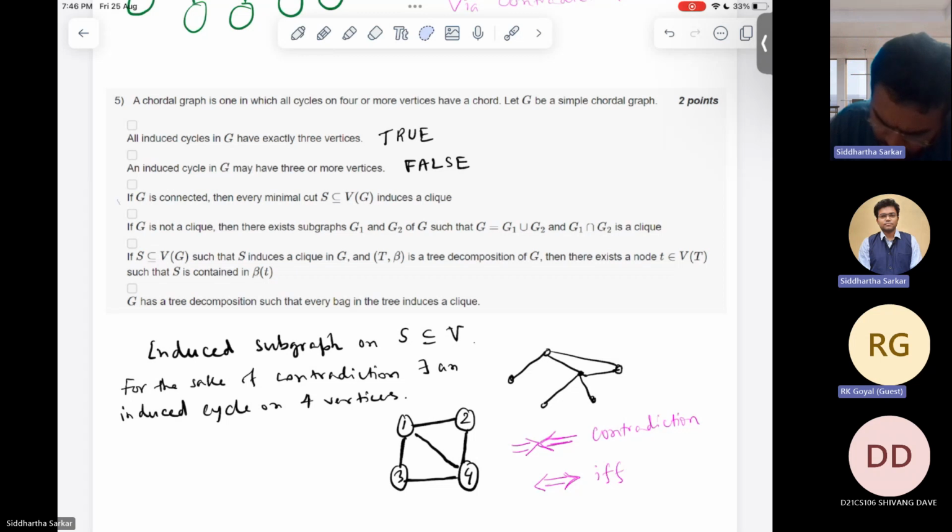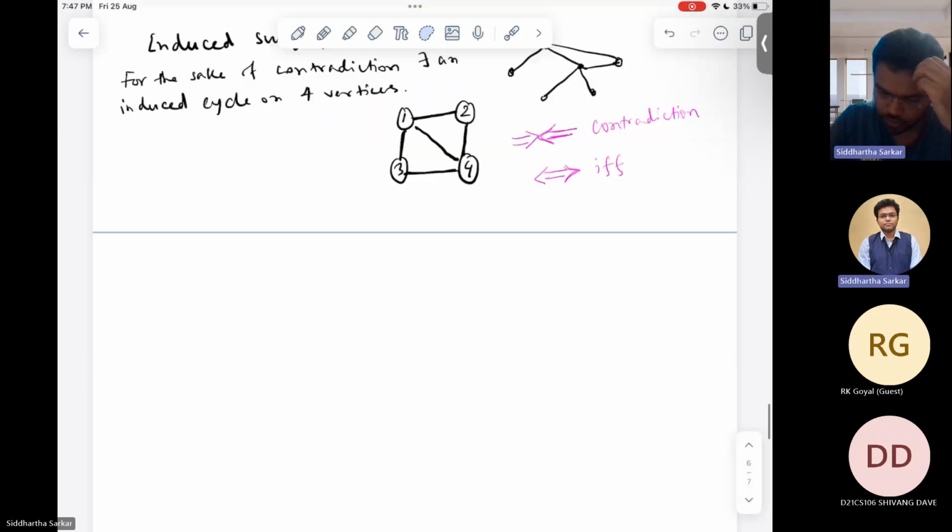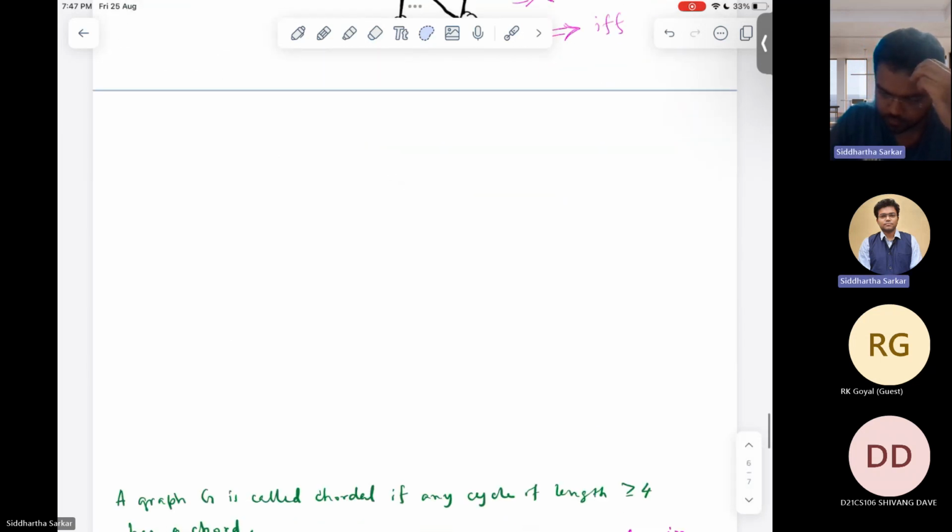It says that if G is connected, so G is a chordal graph as well as it is connected, then every minimal cut in G is a clique. I mean, induces a clique. So let's just write this.